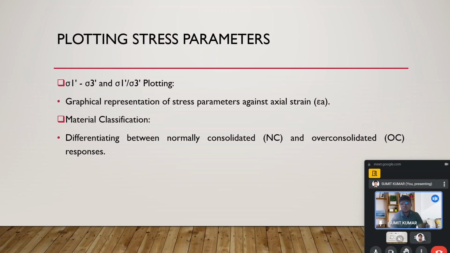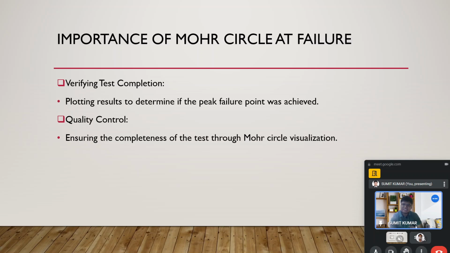Now, the differentiation between NC and OC could be represented with the help of this, because we could form a graph, and with the help of the graph we could state how this variation takes place, whether the normally consolidated soil exhibits this, or the over consolidated. Hence, our answer gets stated.